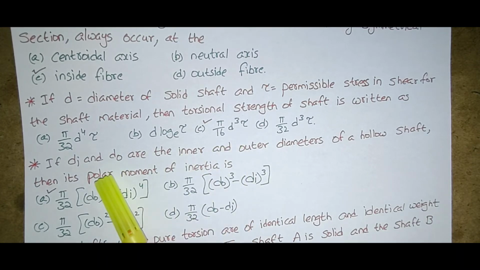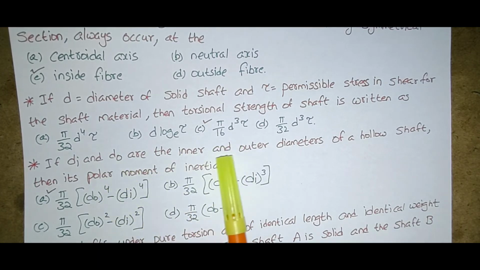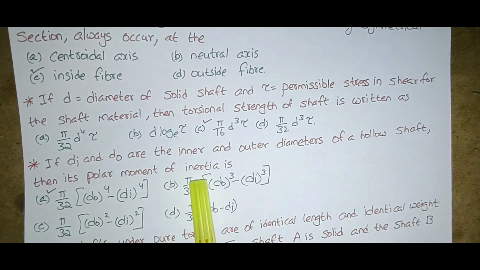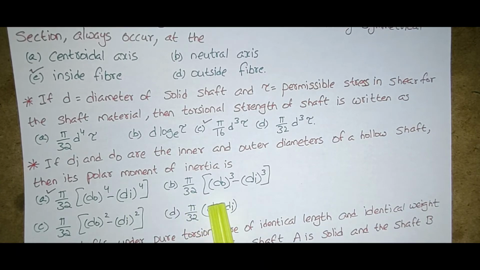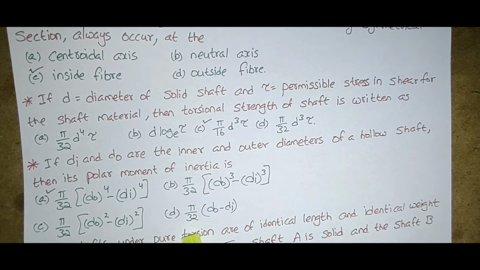If di and d naught are the inner and outer diameters of a hollow shaft, then its polar moment of inertia is: A, pi by 32 into d naught to the power 4 minus di to the power 4. B, pi by 32 into d naught cube minus di to the power 3. C, pi by 32 into d naught square minus di square. And fourth one, pi by 32 into d naught minus di.